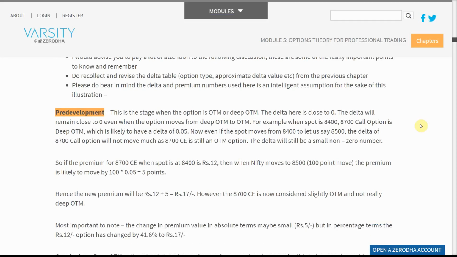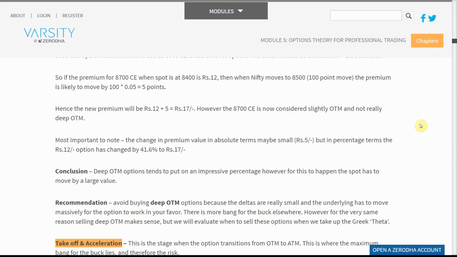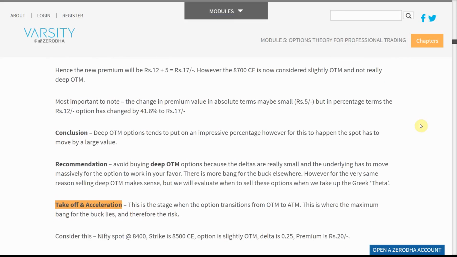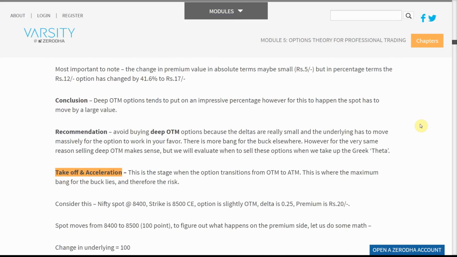So if the premium for 8,700 CE when spot is at 8,400 is 12 rupees, then when Nifty moves to 8,500, a 100 point move, the premium is likely to move by 100 * 0.05 equals 5 points. Hence the new premium will be 12 rupees plus 5 equals 17 rupees per option. However, the 8,700 is now considered slightly OTM and not really deep OTM. Most important to note, the change in premium value in absolute terms may be small, 5 rupees, but in percentage terms the 12 rupee option has changed by 41.6% to 17 rupees.